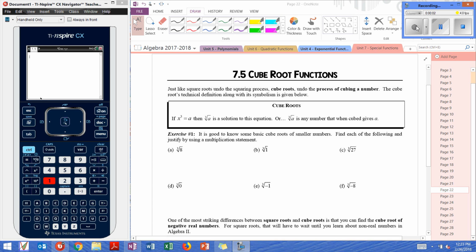You are watching the 7.5 lesson video on cube root functions. Now, cube root functions are very similar to square root functions, only instead of finding two numbers that multiply to the number underneath the radical, we are trying to find three of the same number that multiplies to the number underneath the radical. So in exercise 1, what we're trying to do is find each of the following and justify using a multiplication statement. I'm probably only going to justify some of them.